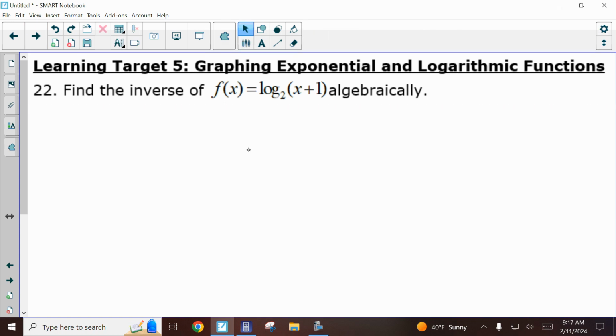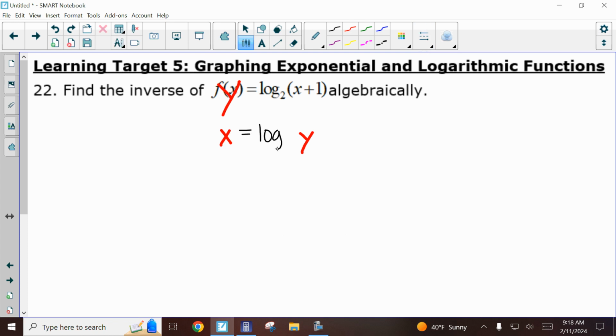Now we want you to actually find the inverse. So if I find the inverse, remember how you do an inverse. You switch your x and your y. So this x goes here and y goes here. Everything else stays exactly where it's at. So it's going to be log base 2. And then in parentheses, this is y plus 1.